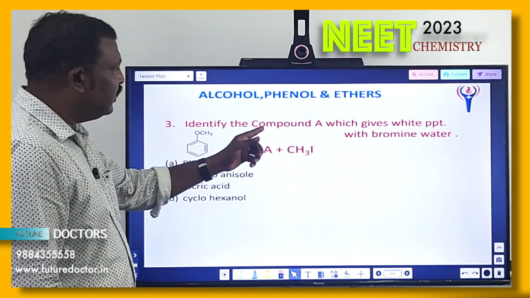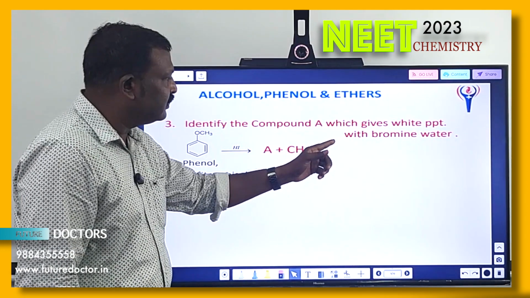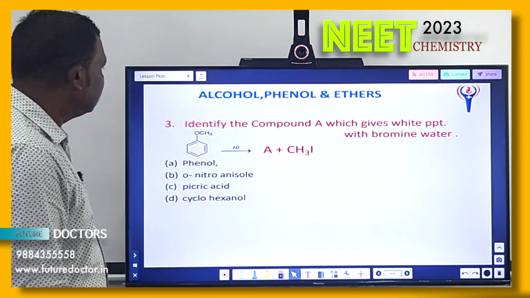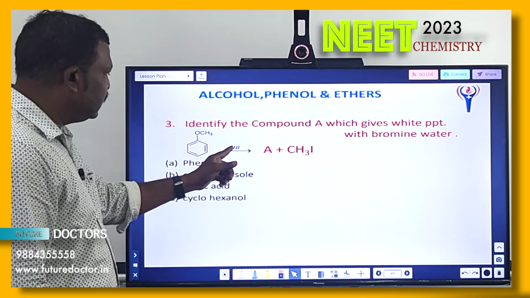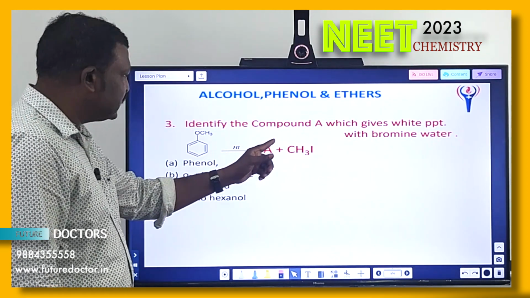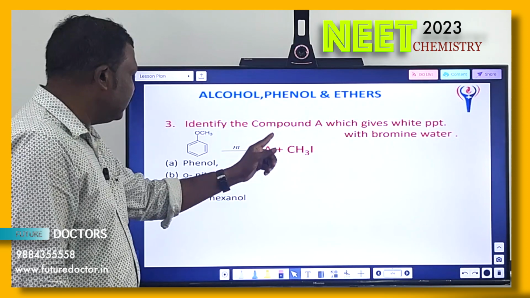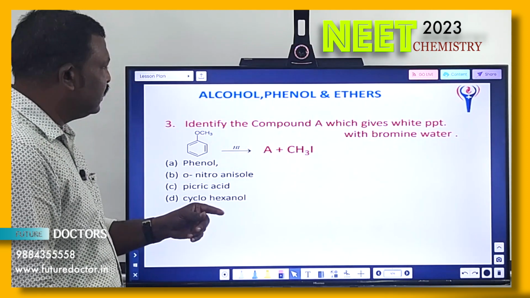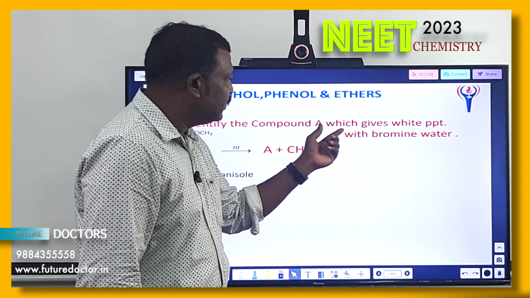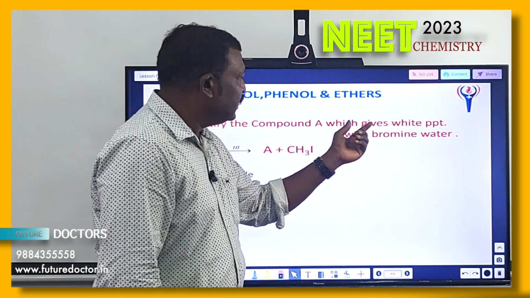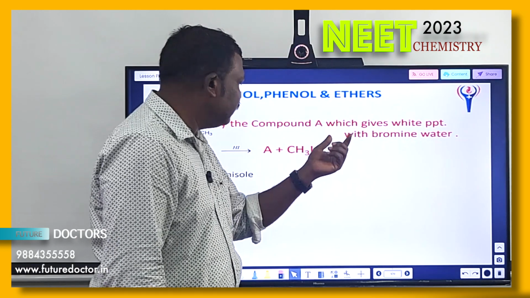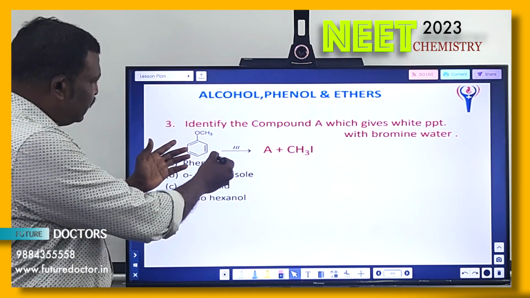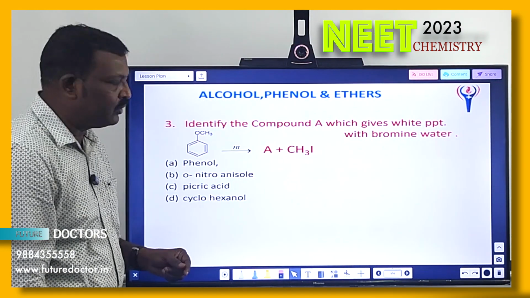Identify the compound A which gives white precipitate with bromine water. So A only we have to find out. Anisole reacts with HI to form A plus CH3I. We have to find out what A is. Simple question, but I have given one clue also: A gives white precipitate with bromine water. In the reaction itself also we can find out what A is.